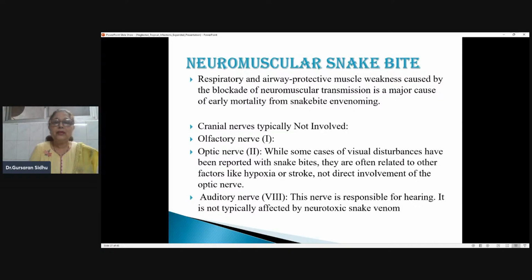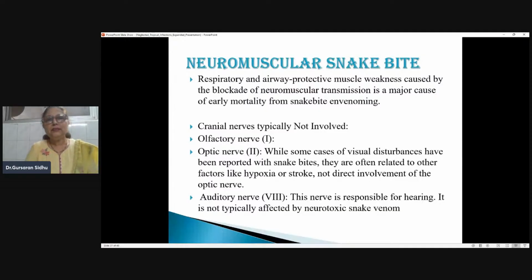Olfactory, we really don't care much about. Optic nerve also, because the patient has ptosis, third, fourth, sixth nerve paralysis, his eyes are closed. But as soon as he can open his eyes, he can see everything, he can smell everything, and the auditory nerve is always there. So when you have such a patient, there should be no loose talk around him. Never say he may not survive. Always give these patients hope, because we have to give 100% cure to these patients. All of these patients must come out of this.